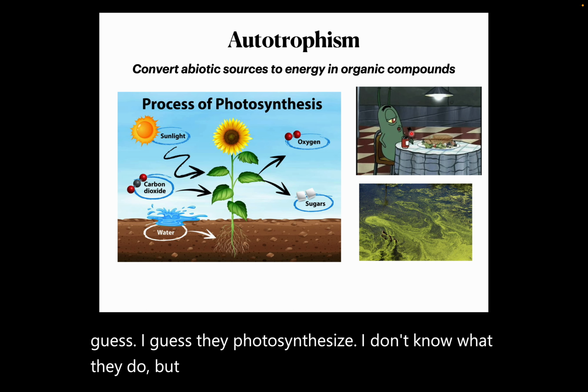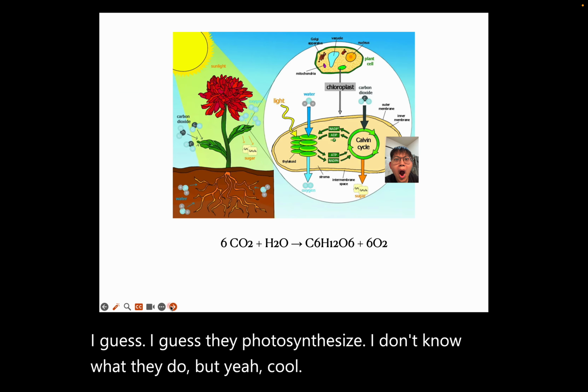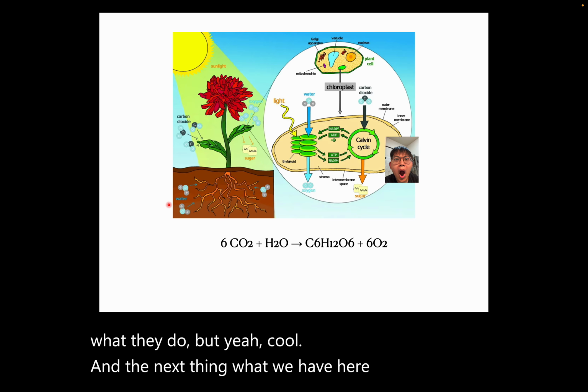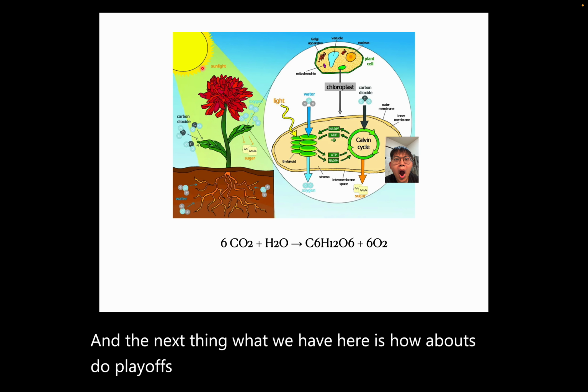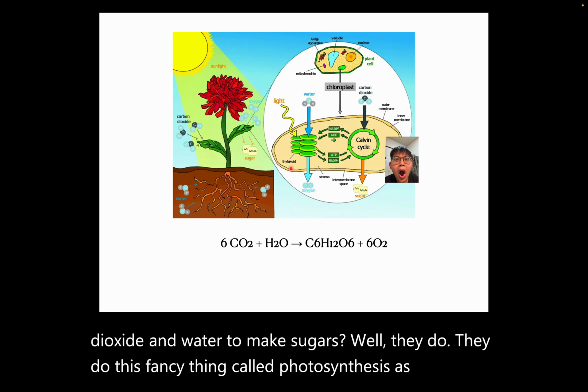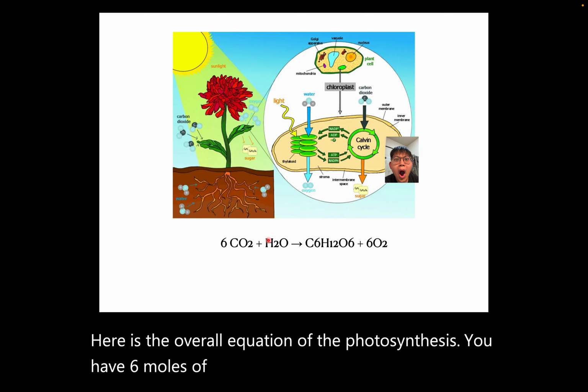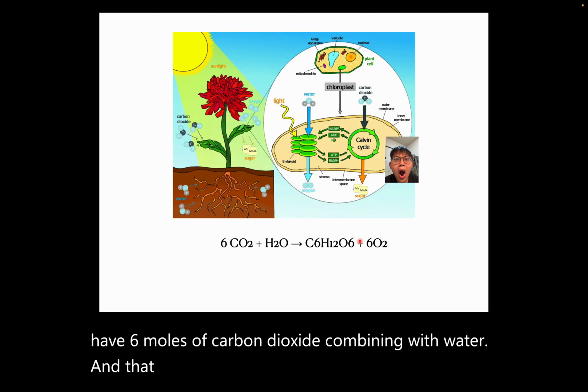But yeah, cool. And the next thing we have here is how do plants use the abiotic factors of sunlight, carbon dioxide, and water to make sugars? Well, they do this fancy thing called photosynthesis, as alluded to before. Here's the overall equation of photosynthesis. You have 6 moles of carbon dioxide combined with water, and that yields glucose and 6 moles of oxygen gas.